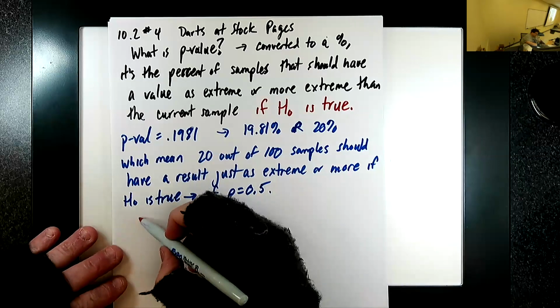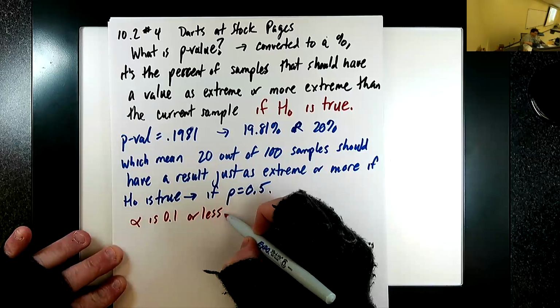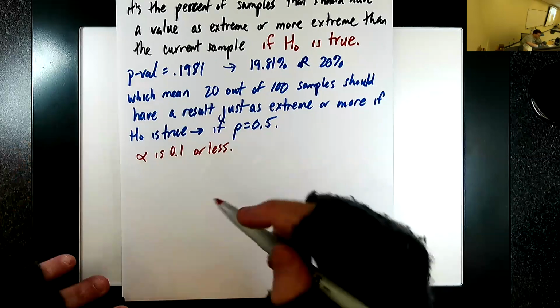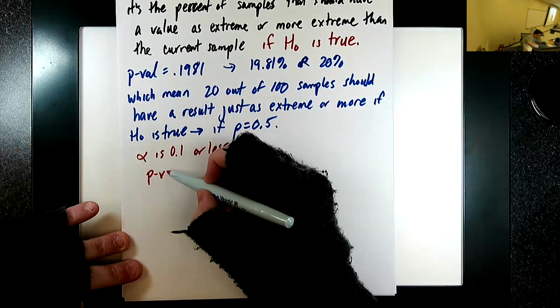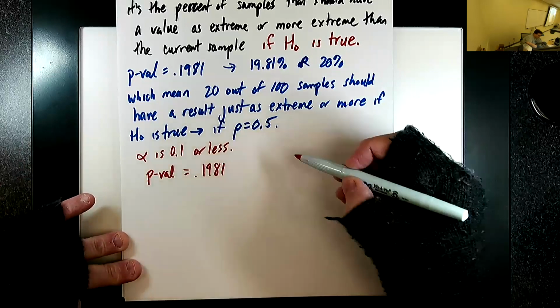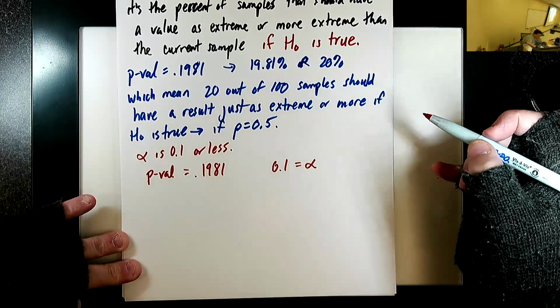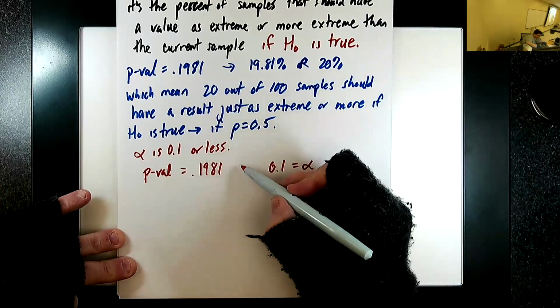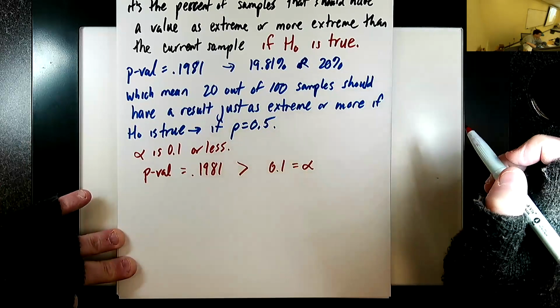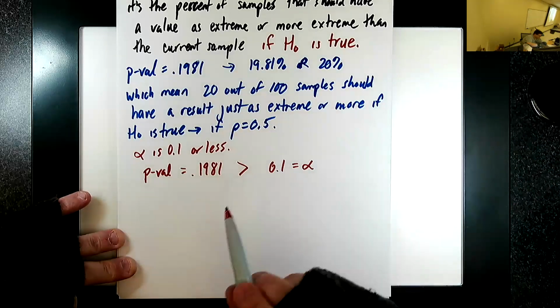So they gave us alpha is 0.1 or less. If I compare the p-value, which is 0.1911981, against 0.1, which is alpha, the p-value is greater than it. Greater than, it means it's not too low.